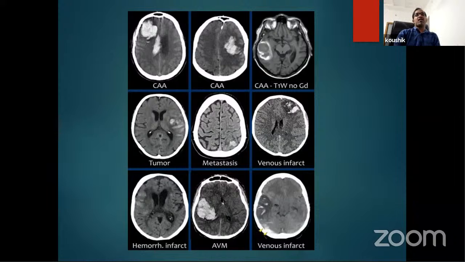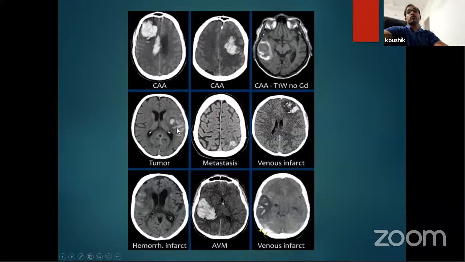Because the MRI has a better soft tissue resolution and soft tissue differentiation. And here is a case of metastasis. This is a solitary metastasis seen in the gray-white matter junction. If you see, all of these look similar, but we have to have other signs and other clinical history to come to a diagnosis. It's a lobar bleed, that is clear, right?